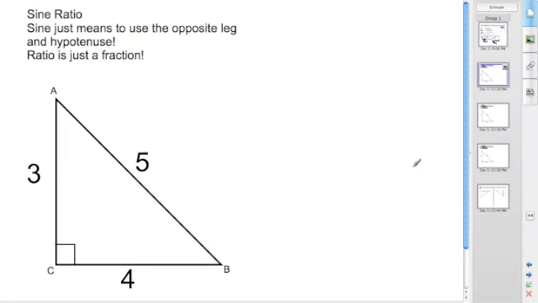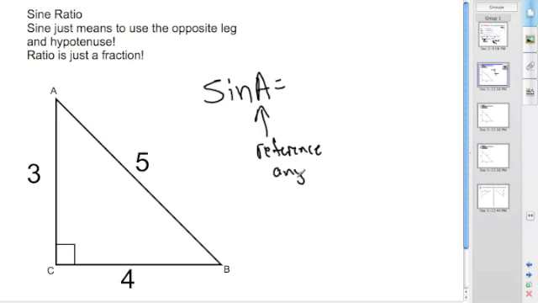So sine ratio. Sine just means to use the opposite side, or the opposite leg, and your hypotenuse. Ratio is just a fraction. So if I ask you what the sine of A is in this right triangle, I should also mention that sine, cos, and tan you can only use with right triangles for now. So sine of A, what does this equal? Again, this is your reference angle. So we're referring everything to angle A over here.